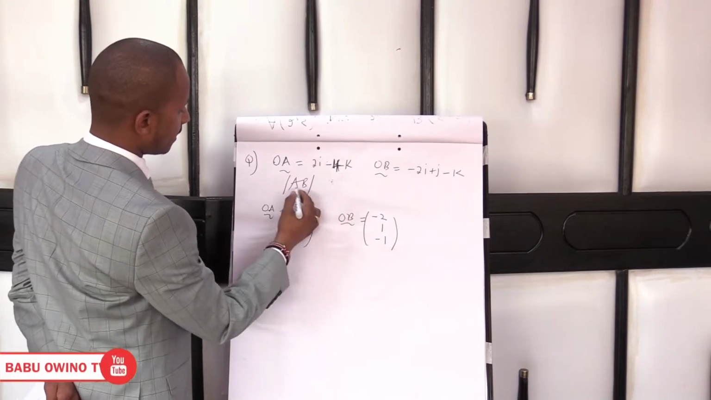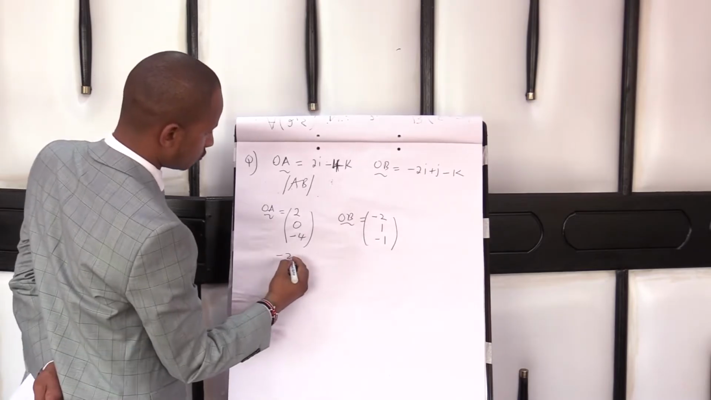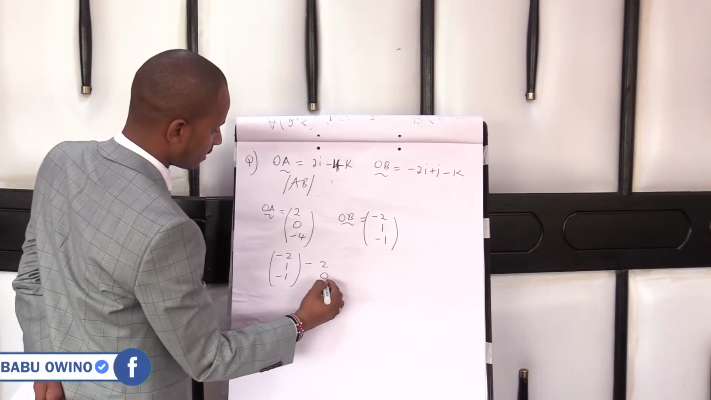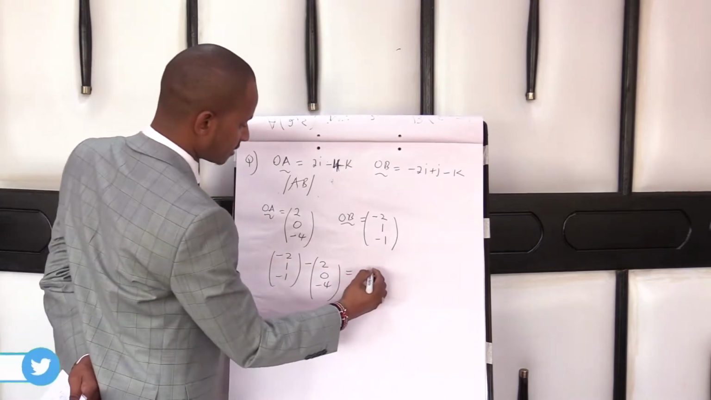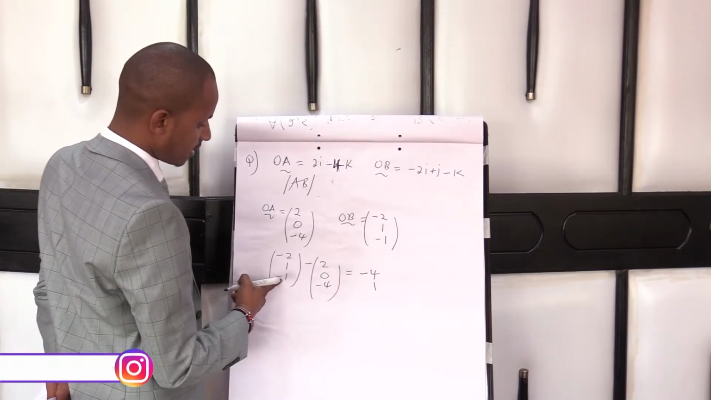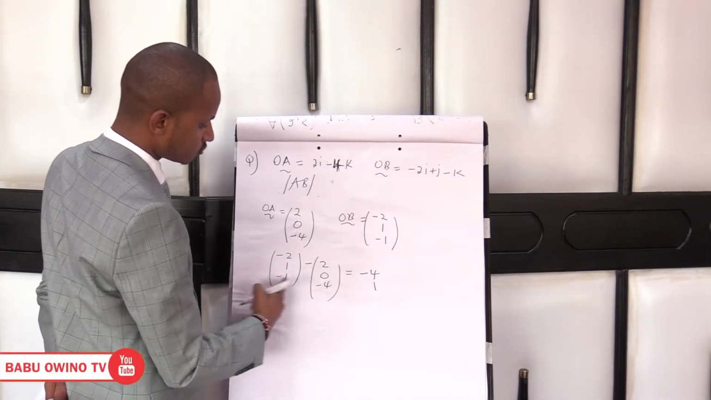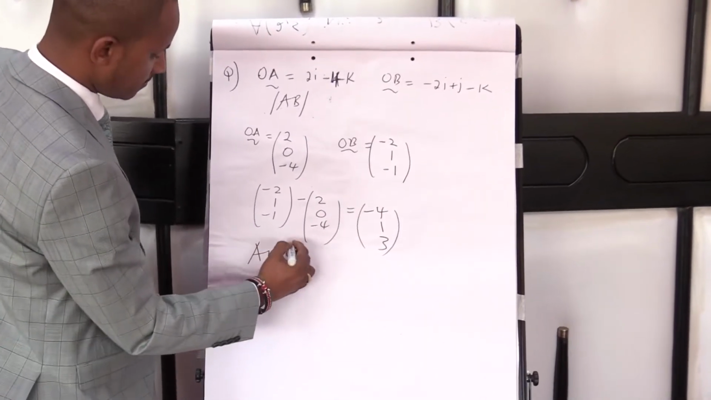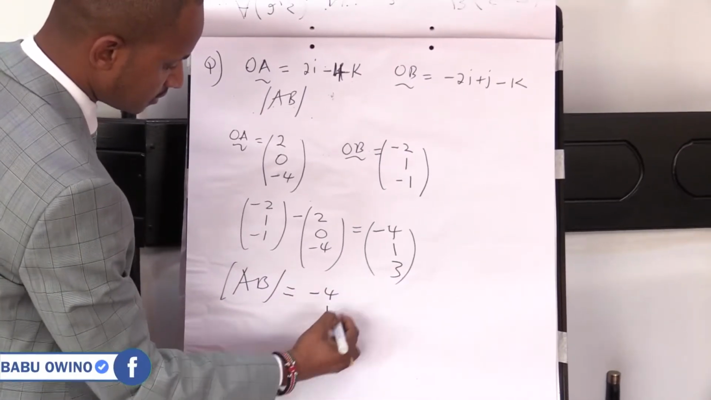Therefore, AB means B minus A. Our B is (minus 2, 1, minus 1), minus A, which is (2, 0, minus 4). What do we get? Minus 2 minus 2 is minus 4. Then 1 minus 0 is 1. Then minus 1 minus minus 4, which is minus 1 plus 4, which is 3. Therefore, AB equals the column vector (minus 4, 1, 3).